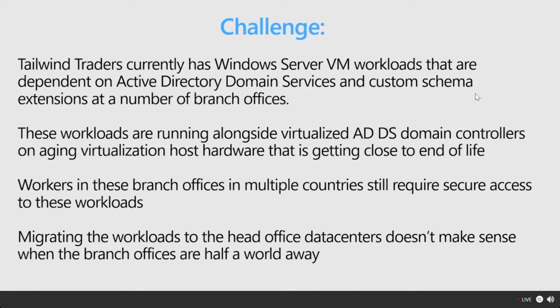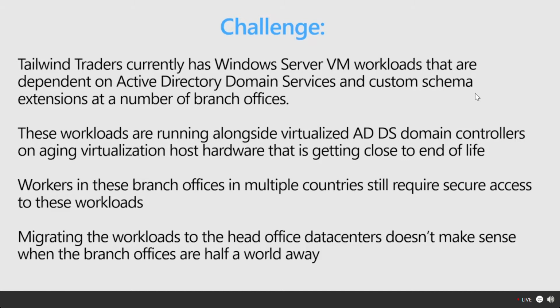Now, these workloads are running alongside virtualized DCs on aging virtualization host hardware. I mean, maybe they took Windows Server 2012 R2, put Hyper-V on it, and then put a bunch of VMs there. And this hardware is getting near end of life, working for a certain amount of time before you'll start seeing an increasing number of failures. The reality is, for Tailwind Traders, the workers in these particular branch offices still require access to these workloads.